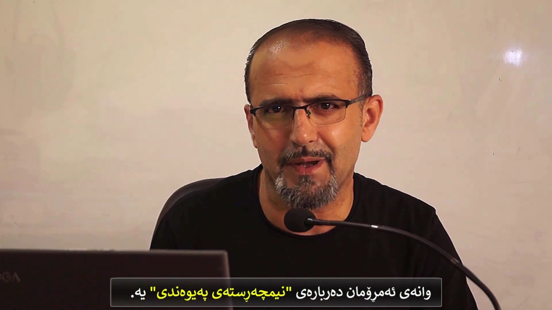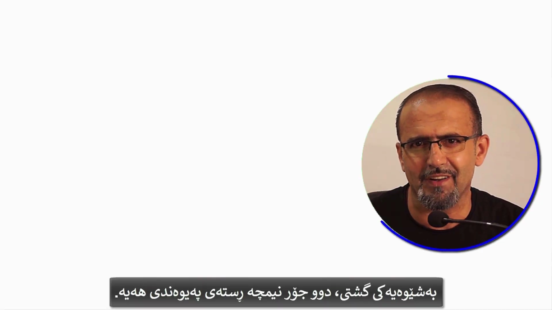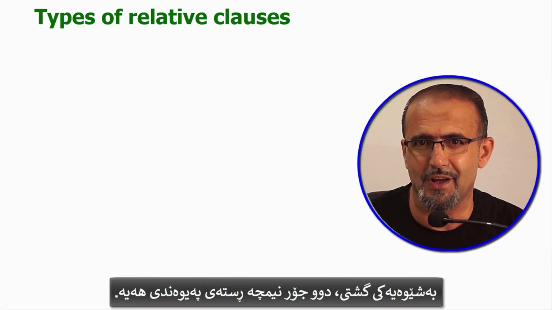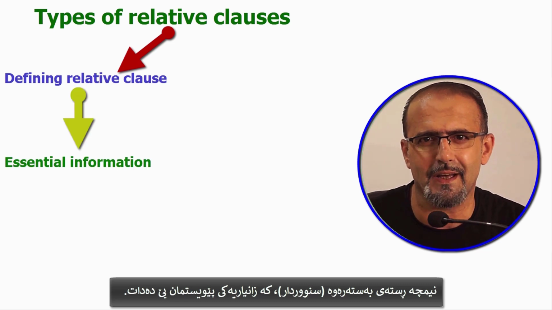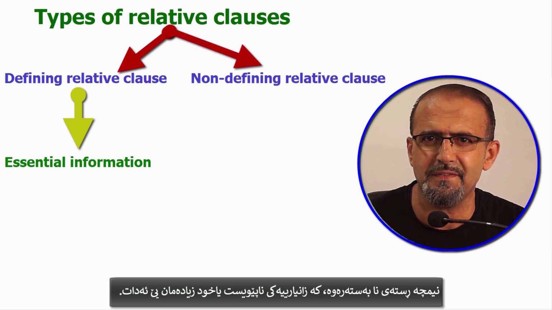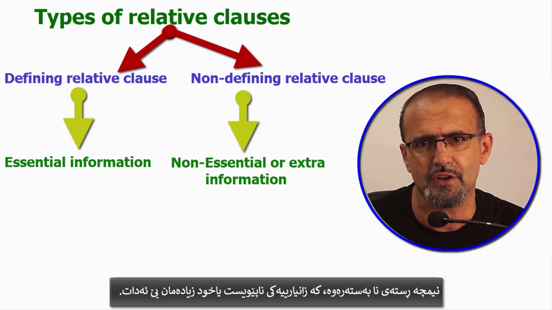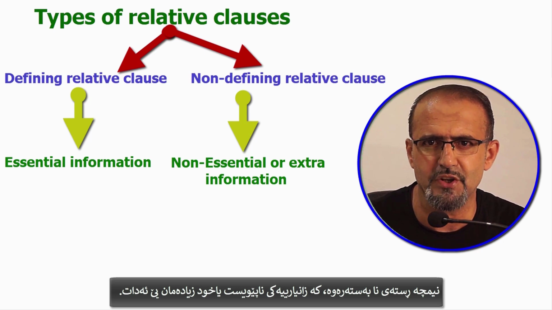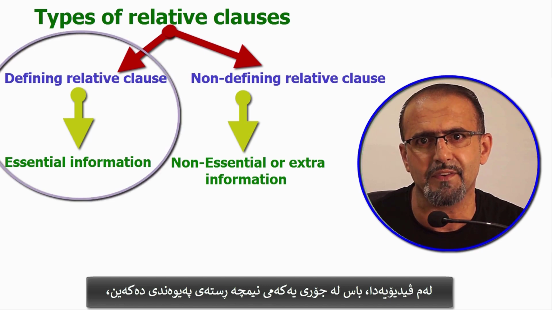Today's lesson is going to be about relative clauses. Well, generally there are two types of relative clauses: defining relative clause, which gives us essential information, and non-defining relative clause, which gives us non-essential or extra information. In this video, we'll be discussing the first type of relative clause.